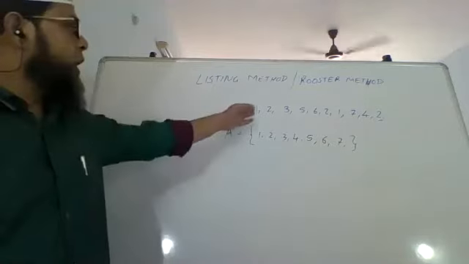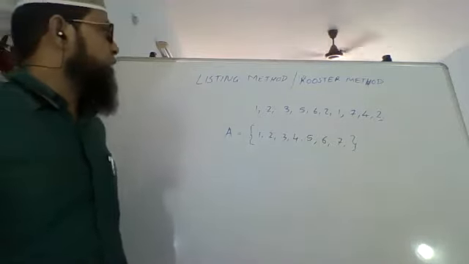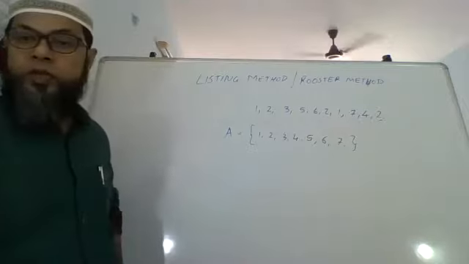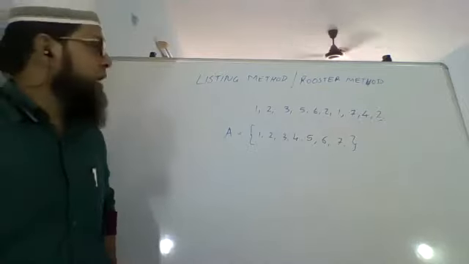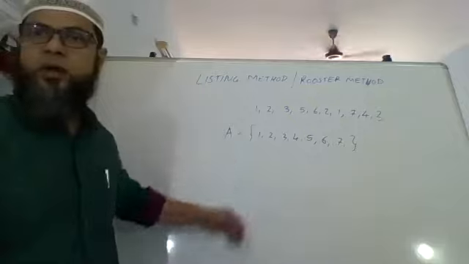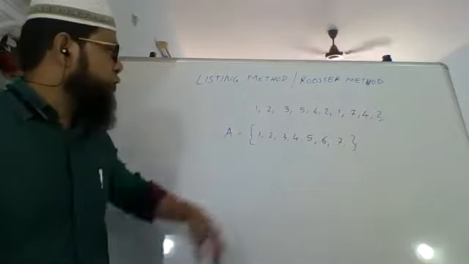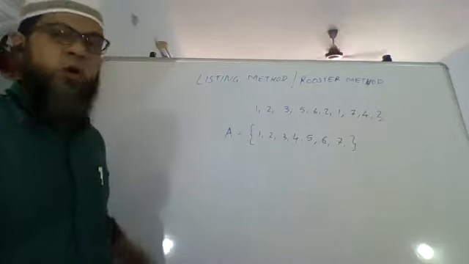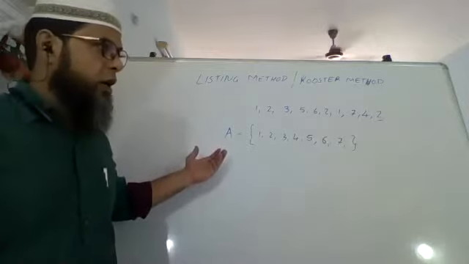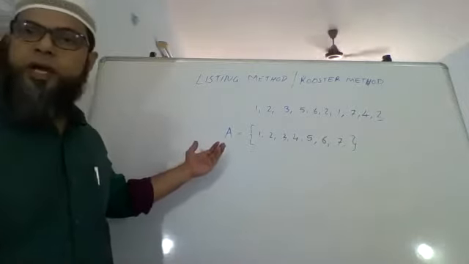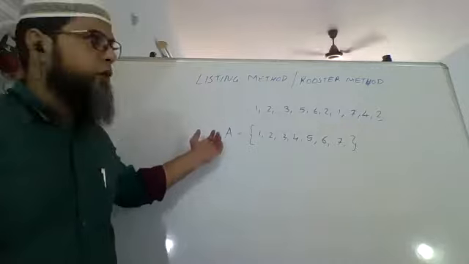A, B, 1, 8, 1, 2, 3, 5, 6, 2, 1, 7, 4, 2. Supposing these are the numbers that are given to us, then we will write it like this. Okay, we will write A equals to curly bracket. Now what is A? A is any alphabet. It is not any particular alphabet only that you have to take. You can take any alphabet. I have taken A, you could take C also.